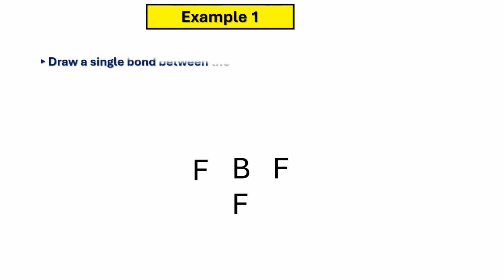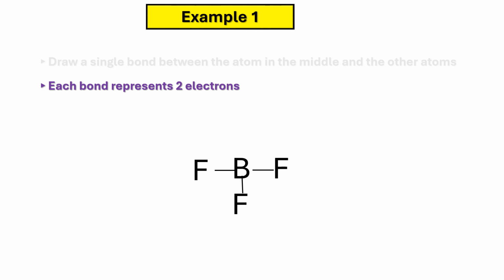The next step is to draw a single bond between the boron and each fluorine. We need to remember that each bond represents 2 electrons. So this is the first bond, representing 2 electrons between boron and this fluorine. Another bond. Another bond. So boron has 3 bonds, meaning that it has 6 electrons, and each fluorine so far only has 2 electrons.